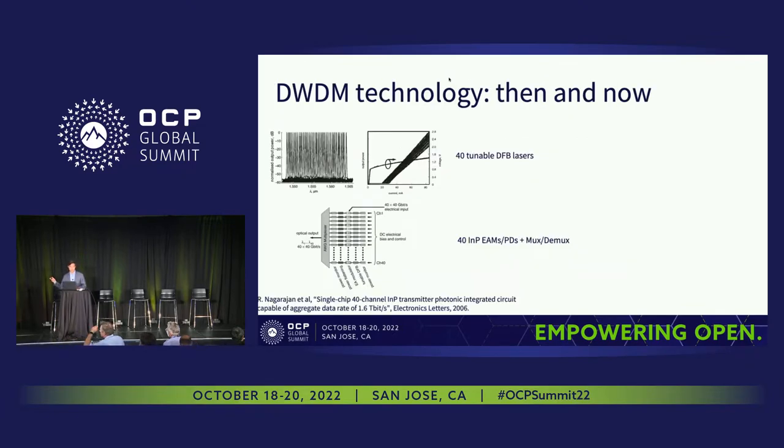This is an example of a chip scale DWDM transmitter. This was a seminal paper from Rada, back before he was with Inphi, showing a 40 channel indium phosphide based 40 by 40 gig transmitter outputting 1.6 T in total in a single fiber. And this used 40 different tunable lasers, tunable DFBs, that were each modulated by an indium phosphide EAM and then muxed into a single fiber. So the functionality has everything we want from a single chip.